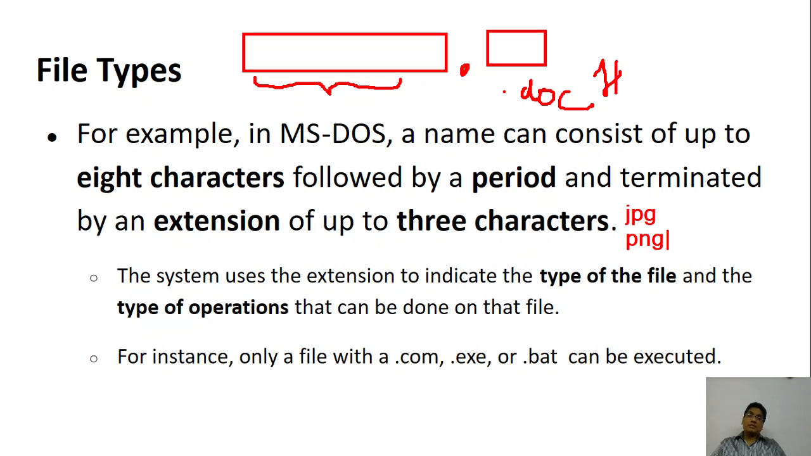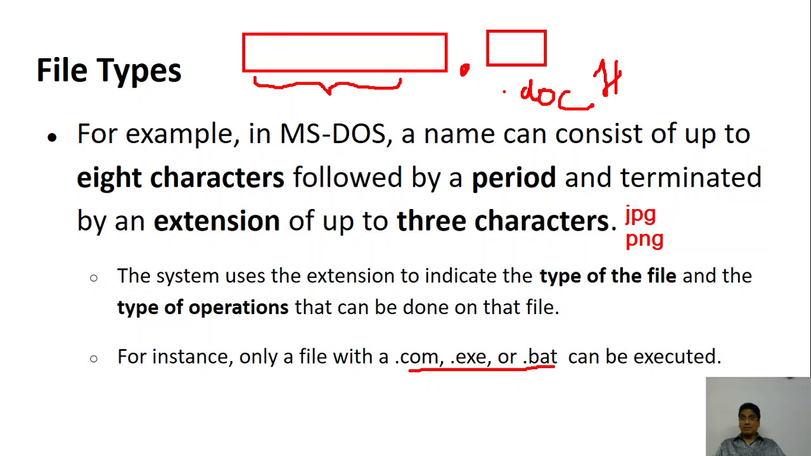All these 3-letter extensions are used by the operating system to recognize the type of the file. When the operating system recognizes the type of the file, it can then say which application can use it or what type of operation can be performed on it. For example, in the MS-DOS operating system, if the file extension is .com or .exe or .bat, then these extensions indicate that the file can be executed.